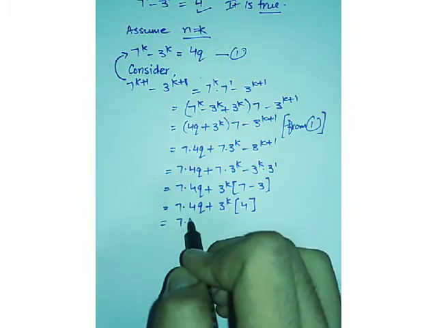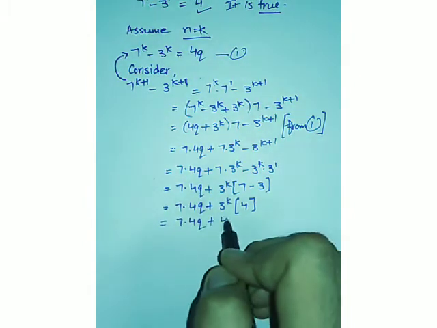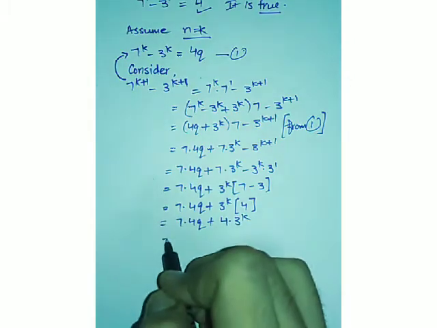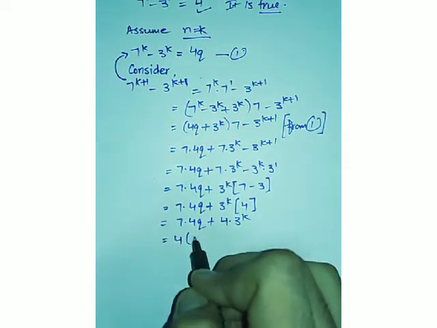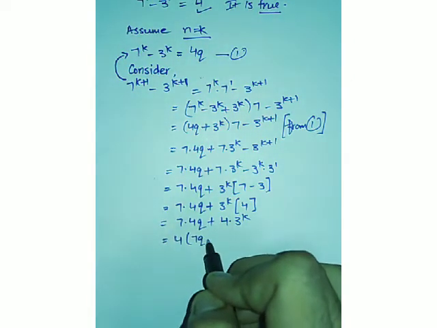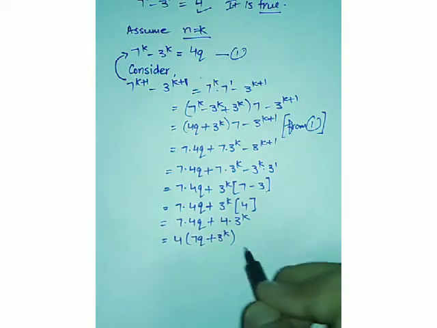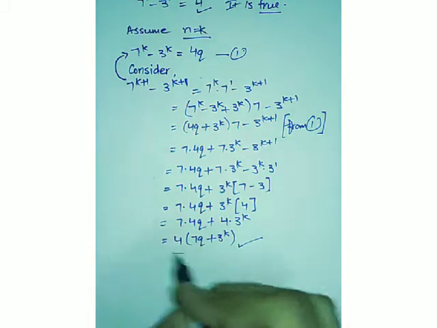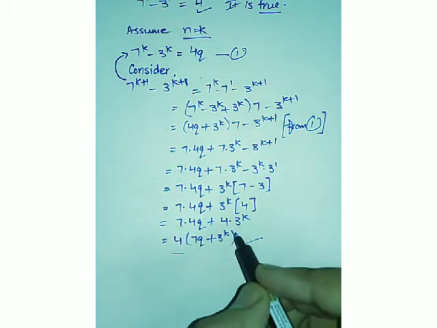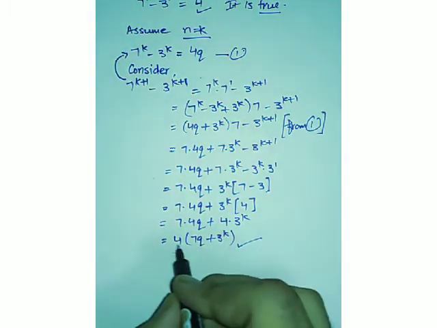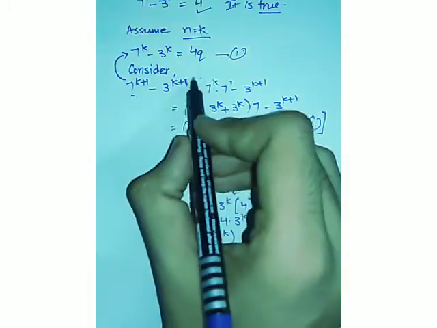Now 7 multiply 4q plus 4 multiply 3 raised to power k. It means we can take 4 as a common factor: 4 times (7q plus 3 raised to power k). Now it is clear that this is divisible by 4 because 4 is its common factor. Now what was it equal to? It was equal to this thing.